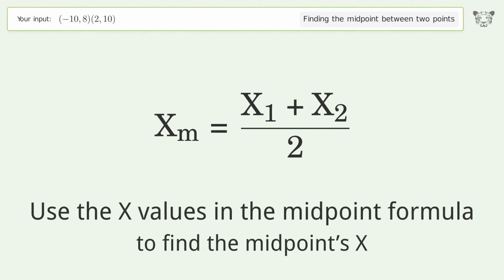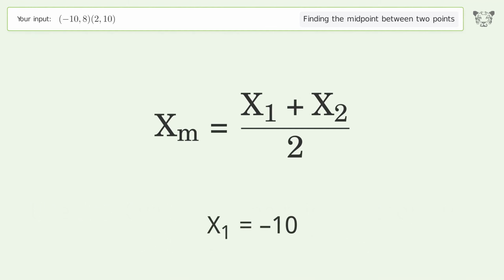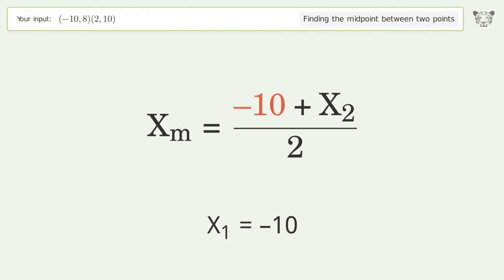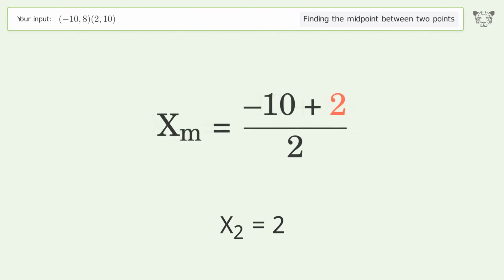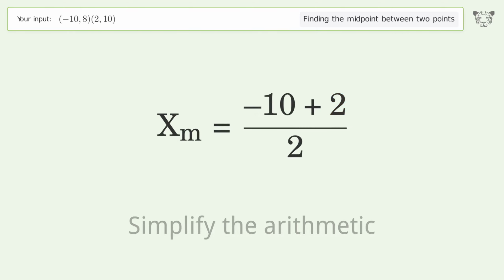Use the x values in the midpoint formula to find the midpoint's x. x1 equals -10. x2 equals 2. Simplify the arithmetic.